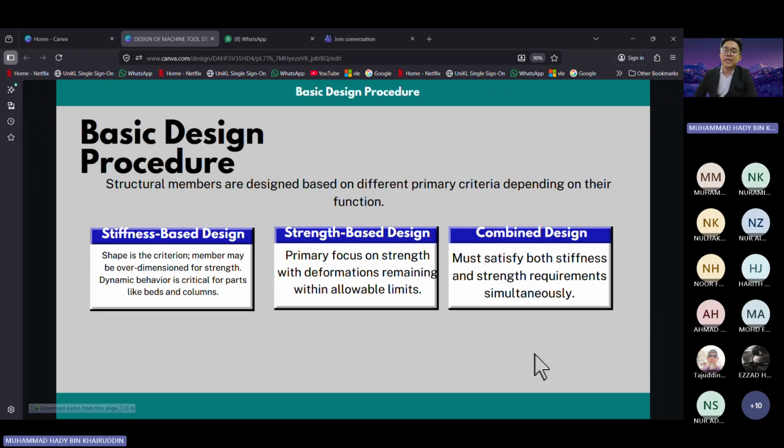Now we talk about basic design procedure. First, we have stiffness-based design. This is the standard for the heavy hitters, like machine bed and column. In this case, shape is your king. We often have to over-dimension, which means that if you only look at strength, the wall might only need to be 10 millimeters thick, but we make it 30 millimeters anyway. Why? Because we aren't worried about breaking.